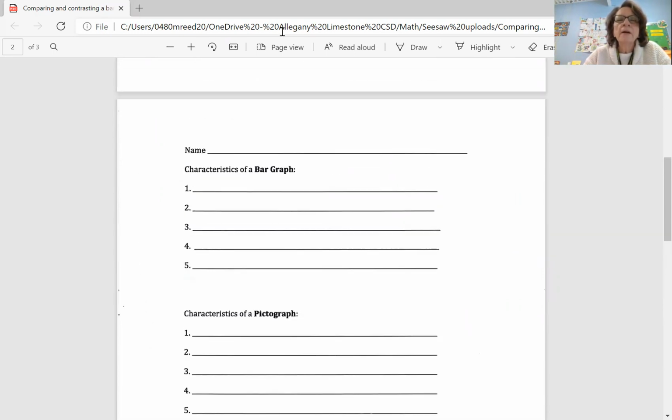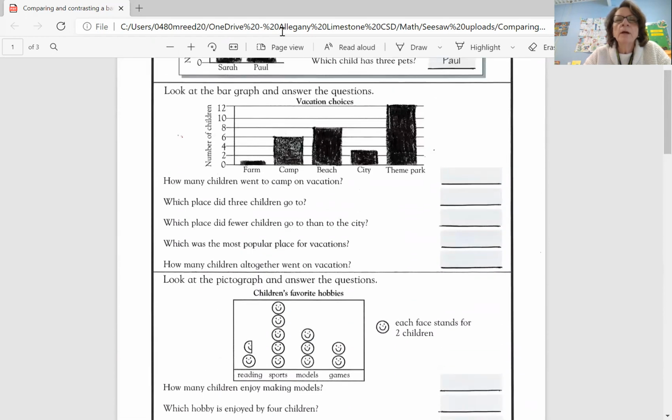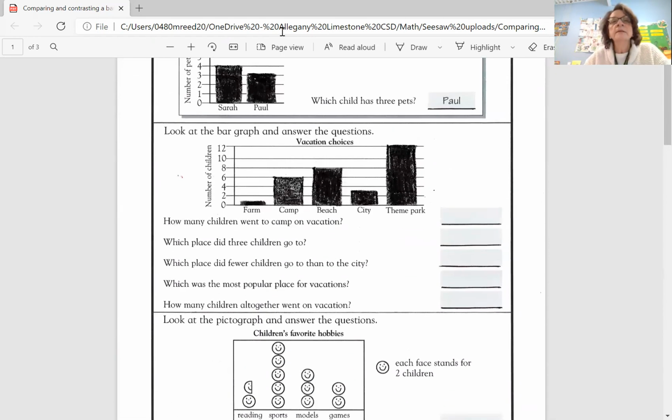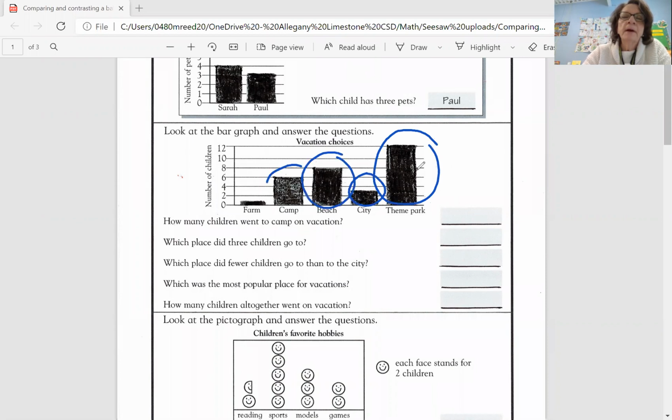So let's start with the bar graph and look and see, what do we notice about the bar graph? What are some things that we see on it? Let me get my annotating feature going here. All right, so when we look at the bar graph, what do you see? Well, one thing you see for sure are bars, right? You see all these bars here.